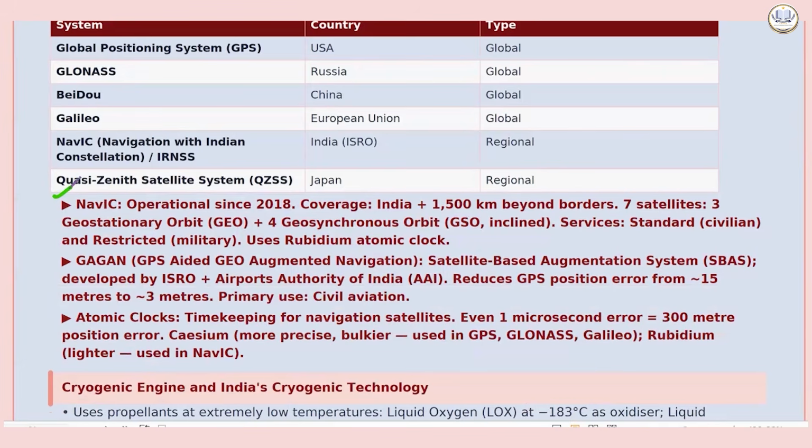Then we have GAGAN. So GPS Aided GEO Augmented Navigation, a satellite based augmentation system developed by ISRO. Airports Authority of India has also taken part in it, and it reduces GPS position error from 15 meters to 3 meters. Primary use is civil aviation.